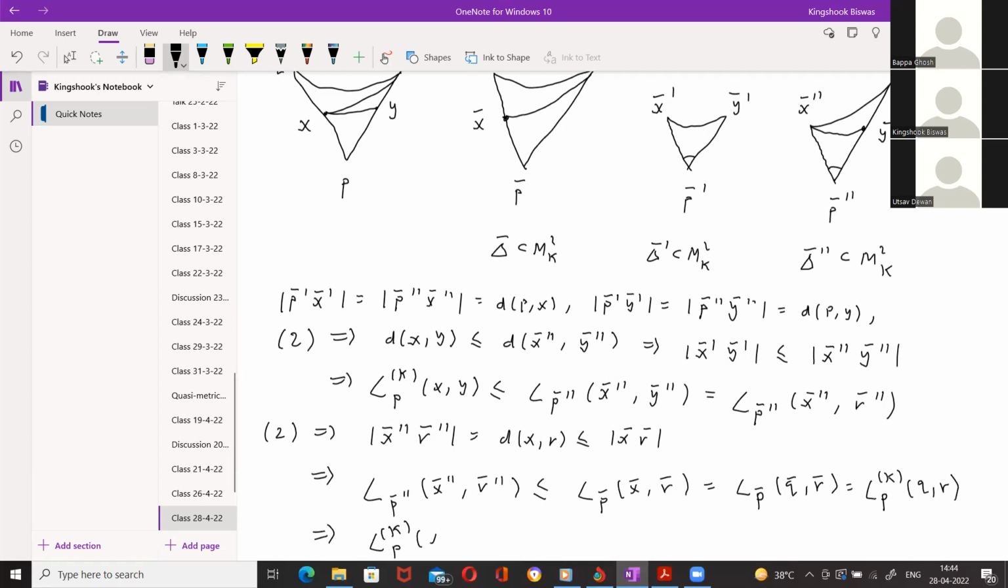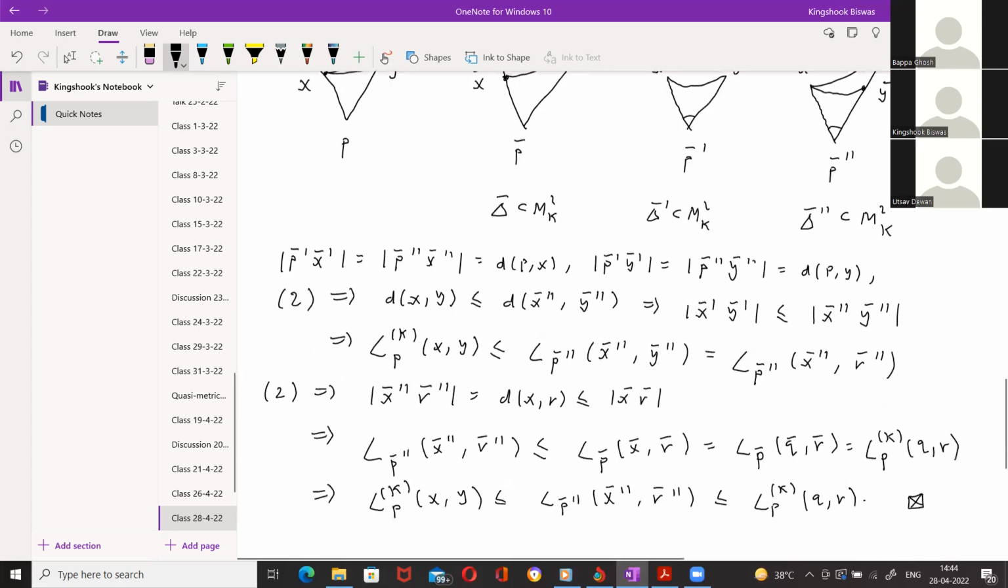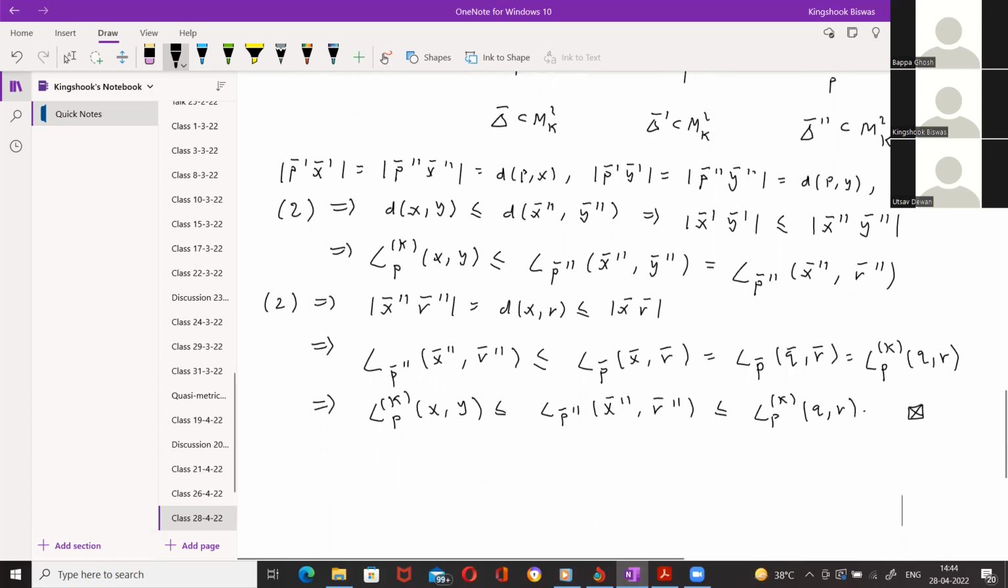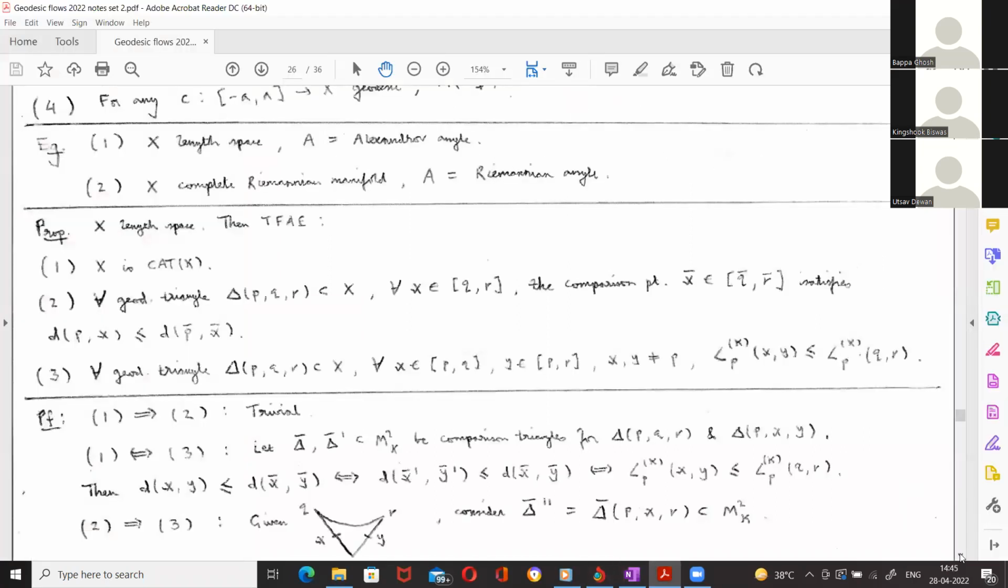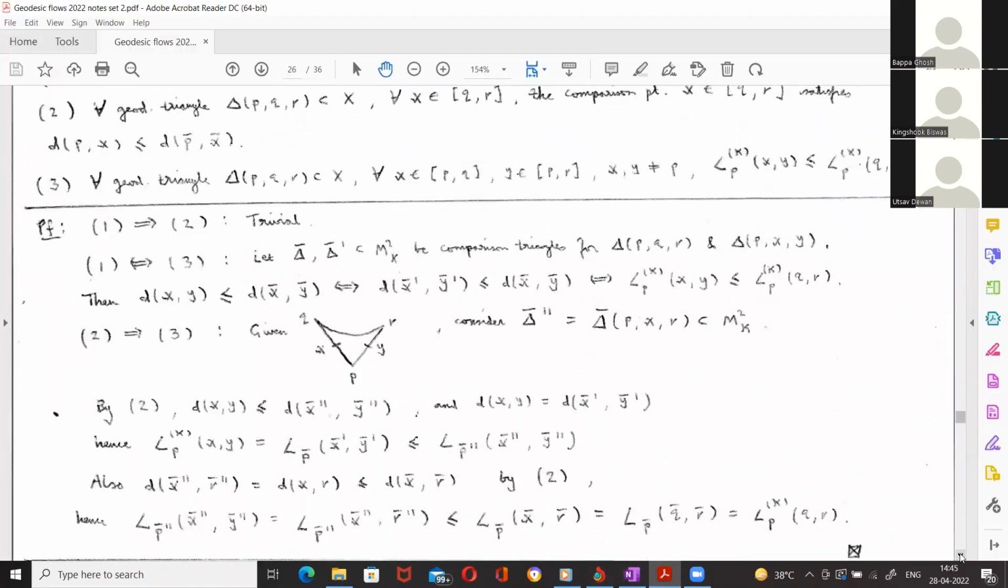Is this all right? Yes. Okay, so that proves the equivalence of these three statements. So we're done. Any questions? Is this okay? Okay. So let's move on. So we have this equivalent characterization of CAT(kappa) spaces.